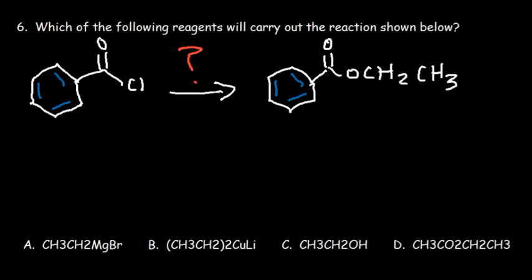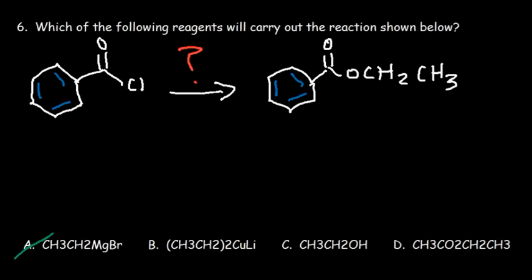Number 6, which of the following reagents will carry out the reaction shown below? So we have an acid chloride and we wish to convert it to an ester. So let's look at each of our choices. A is a Grignard reagent. If you add a Grignard reagent to an acid chloride, it's going to add two R groups and convert the acid chloride into an alcohol. Since we don't have an alcohol, A is out.